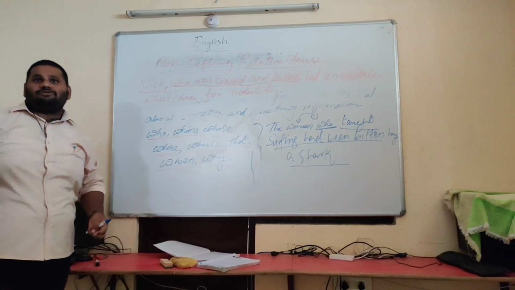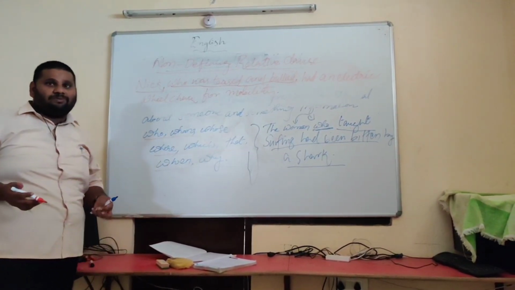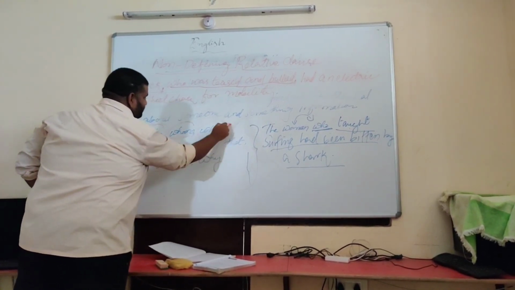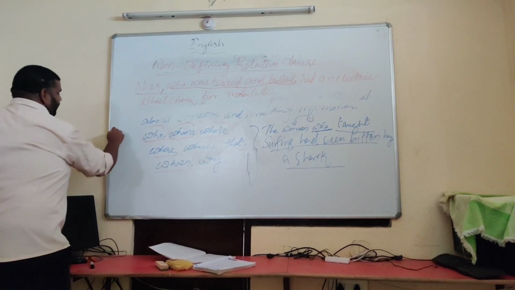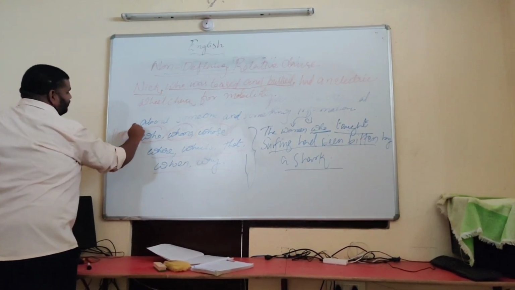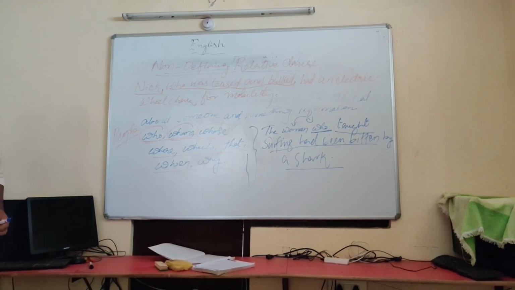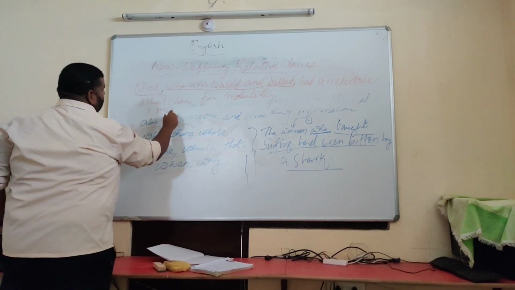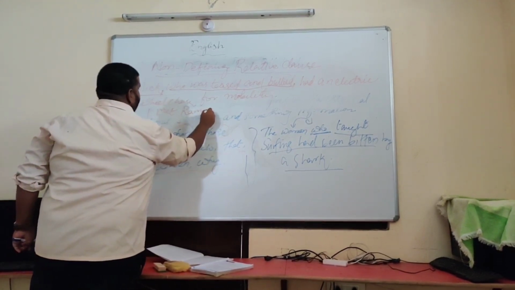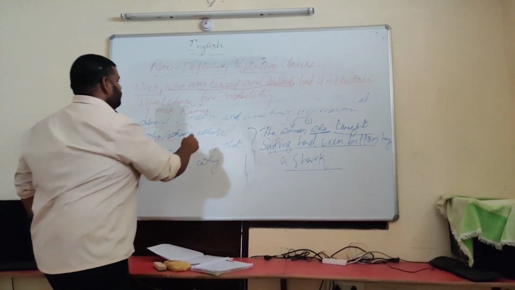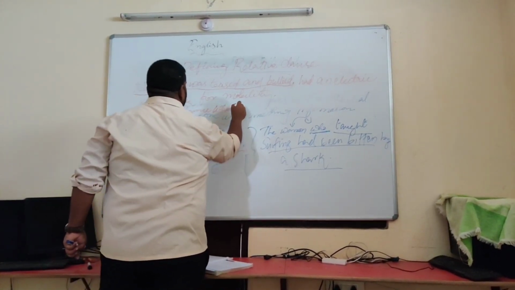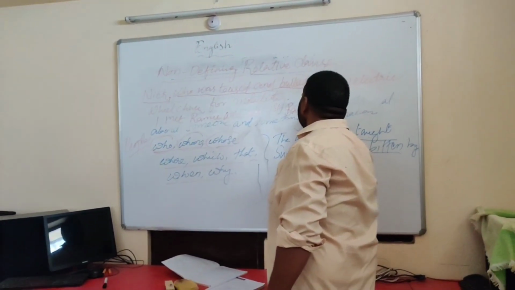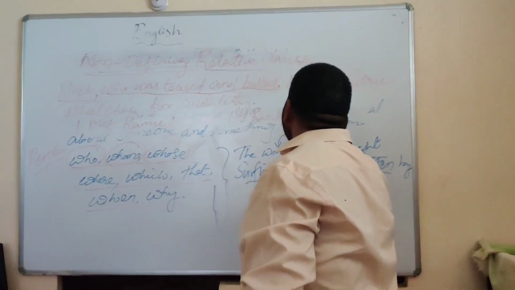Suppose we are telling or describing a person, we have to use who, whom, and whose. That is, for people, we have to add who, whom, whose. Let us see some examples. I met Ramu, who got first rank in exams.